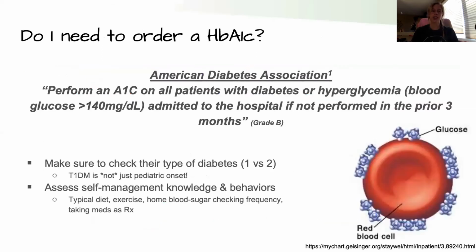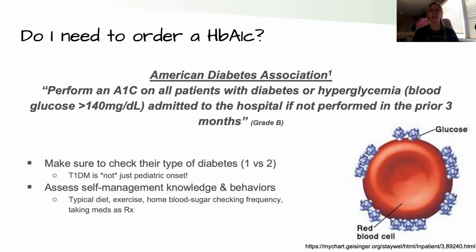One question you might need to start with is if you need to order an A1c. According to the American Diabetes Association, you should order an A1c on admission for anyone who has known diabetes or they're hyperglycemic on admit and they haven't had an A1c done in the last 3 months. This is to kind of establish a baseline. This can help you a lot just to get a better context of what their diabetes control looks like, and it can also help to guide your management once you look at discharge.